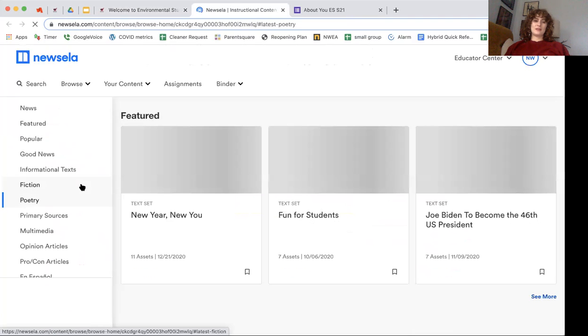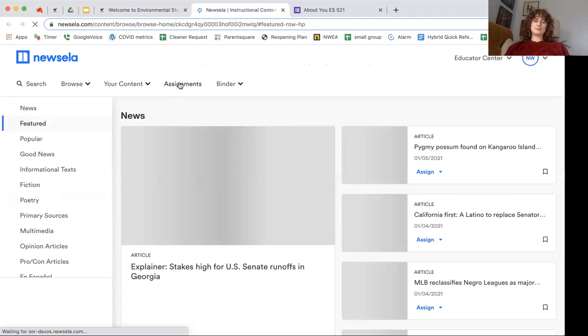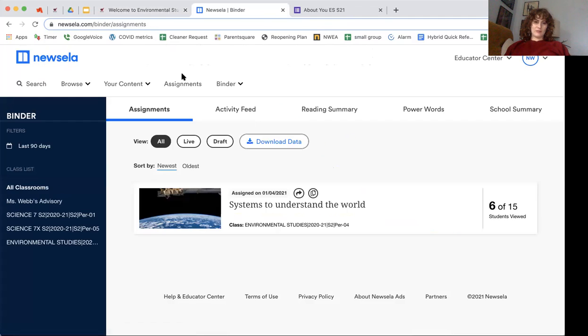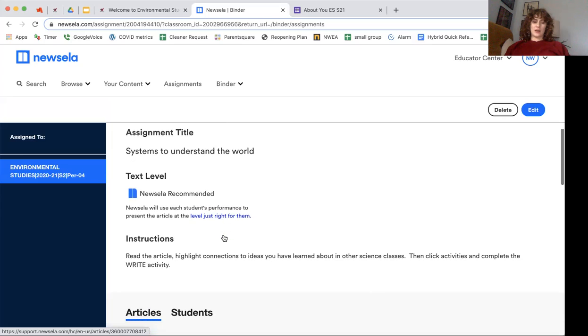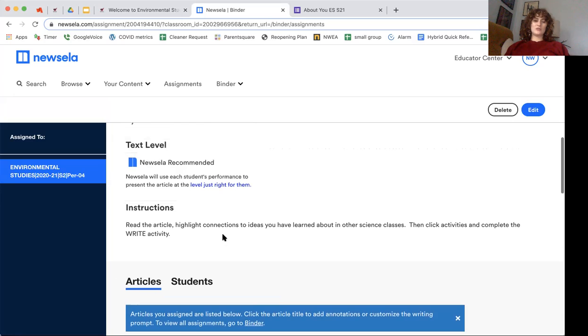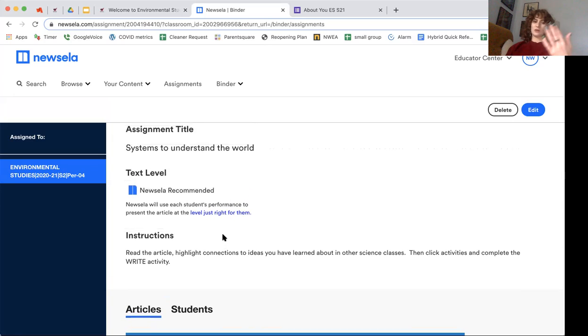Then you're going to find the assignment button. Probably different for yours. For me, it's up here. And you're at the right place when you see this picture and this title, Systems to Understand the World. So you guys are going to read an article, a description of how we use systems to understand the world, because this is essentially what our whole first unit is all about.